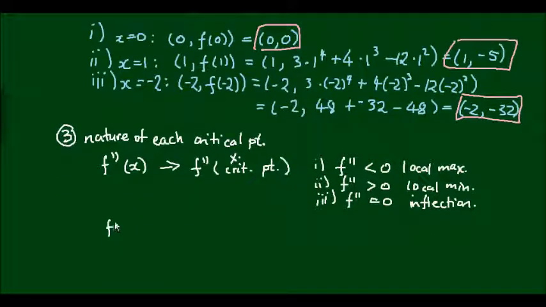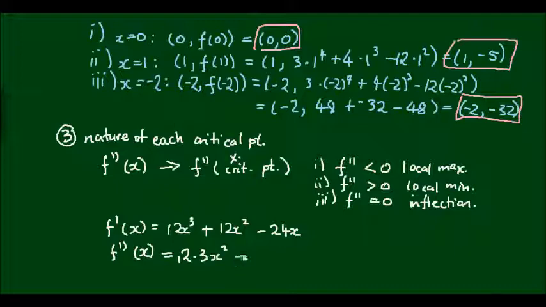So in the second step, we determined that the first derivative is equal to 12x cubed plus 12x squared minus 24x. So we just take the derivative of the first derivative to find the second derivative, and that's going to give us 12 times 3x squared plus 12 times 2x minus 24. And what's this going to evaluate to? Just tidying this up, we're going to get 36x squared plus 24x minus 24.